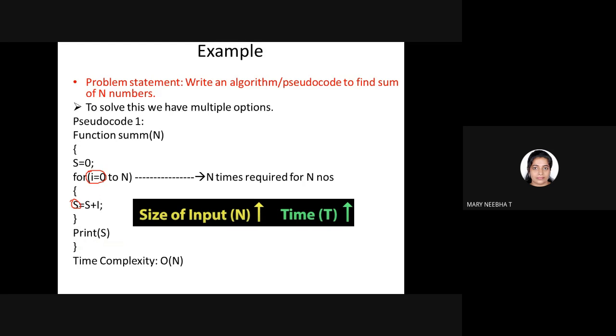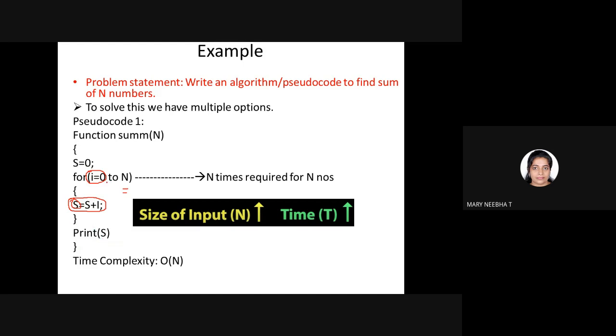And in the second iteration I gets incremented. So I becomes 1, so S becomes 1. And in the third iteration, S is 1, so I becomes 2, 2 plus 1, 3. Totally this goes on up to n. So if your n is 5, you'll get 5 iterations. And finally you are printing the value of S.